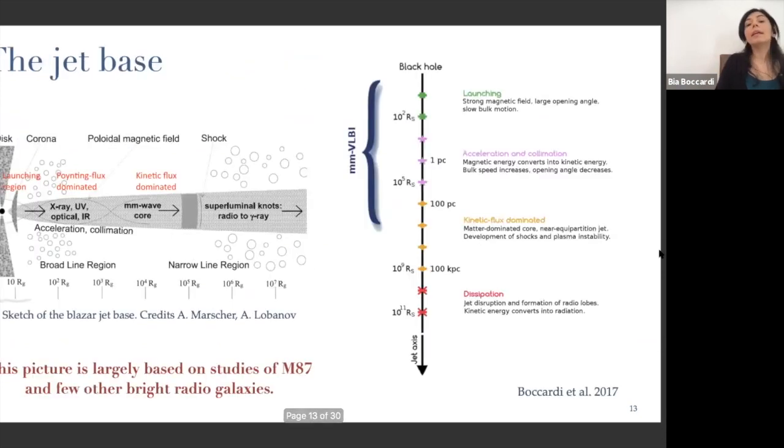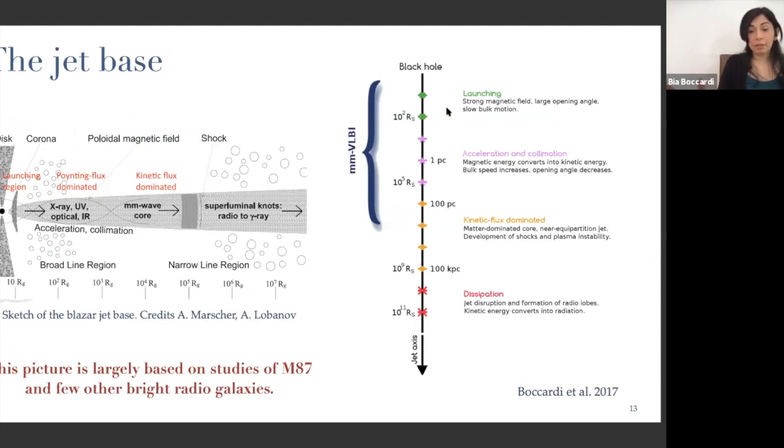So let me tell you a bit more about what we know concerning the jet base that we have learned so far from millimeter VLBI observations. As I said, we believe there is a region at the base of the jet where the magnetic energy is dominant. The jet is accelerating and collimating there. And typically in blazars, the millimeter core is located at the end of this region.